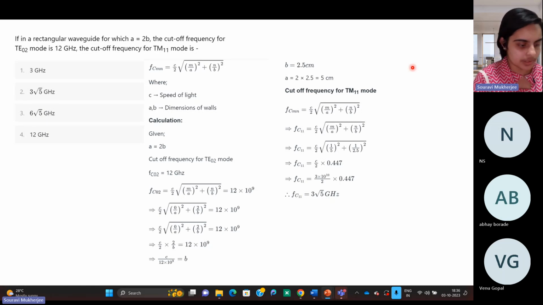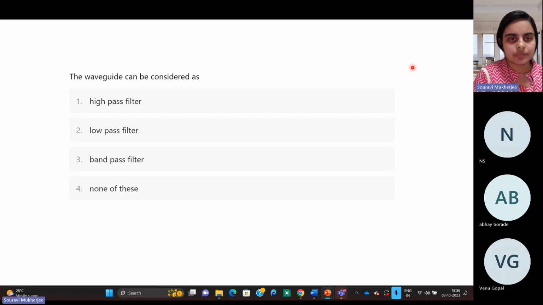This is how you find the cutoff frequencies. Now, based on what we have studied till now, is the waveguide a high pass filter or a low pass filter or a band pass filter or whatnot? What do you think the answer should be? This is a conceptual question, right? It should be a high pass filter, right? Why? Because the waveguide has a cutoff frequency. Anything below gets attenuated. Anything above gets transmitted, right? Okay. High pass filter, right?